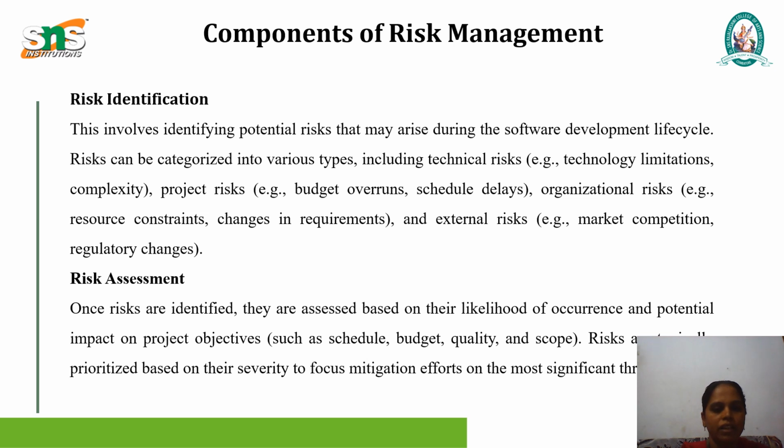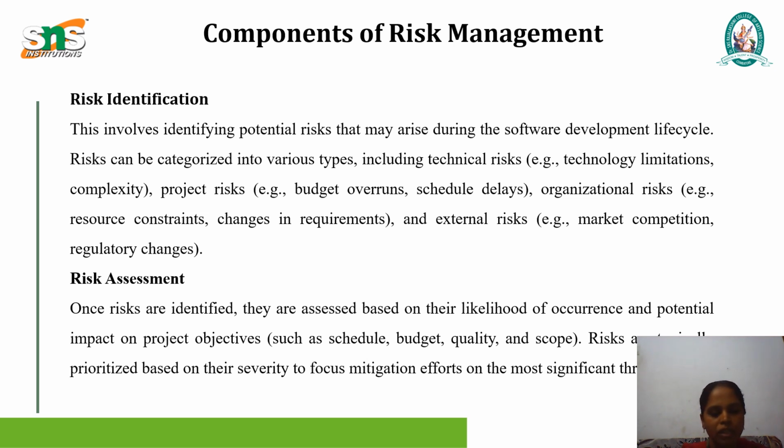So first, risk identification. This involves identifying potential risk that may arise during the software development lifecycle. Risk can be categorized into various types, including technical risk, for example, technology limitations, complexity; project risk, for example, budget overruns, schedule delays; organizational risk, for example, resource constraints, changes in requirements; and external risk, for example, market competitions. So these are the identification of risk.